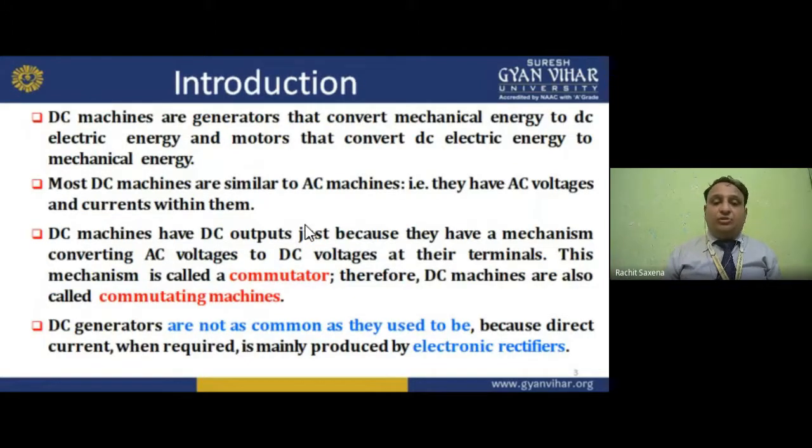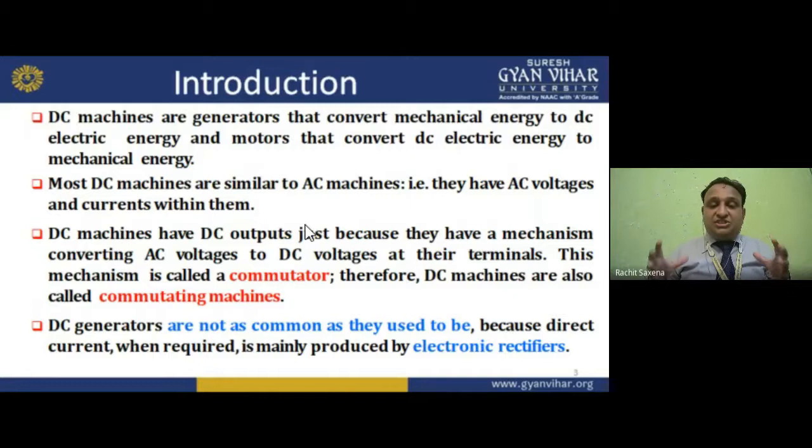If I am talking about the introduction, first I introduce myself, then I introduce the objective of the lecture. So what is the introduction? DC machines are generators that convert mechanical energy to DC electric energy, and motors that convert DC electric energy to mechanical energy. We can say the output of the generator is the input of the motor, and the output of the motor is the input to the generator. I hope you understand.